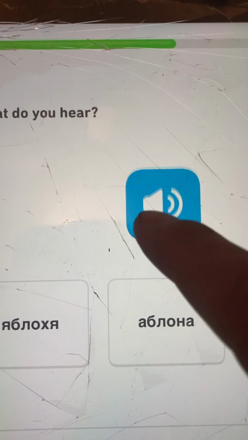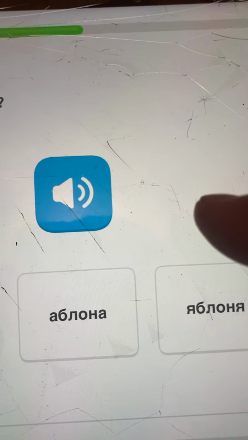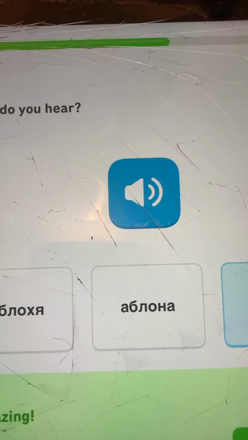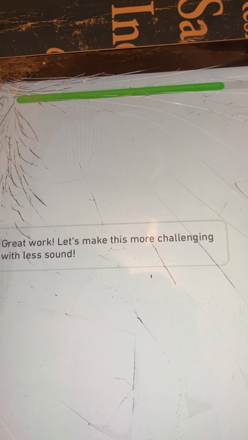Damn, that's a hard one. That one was hard. They were almost identical except for one letter. This one has an X. This one has an H. Great work. Let's make it harder.